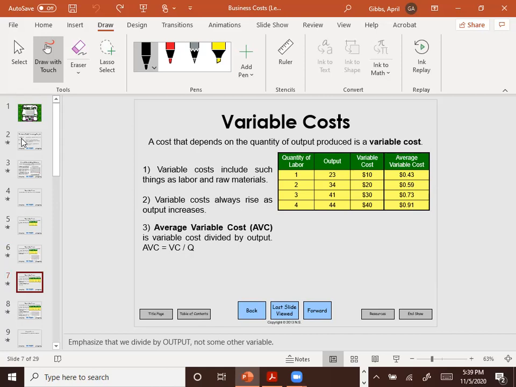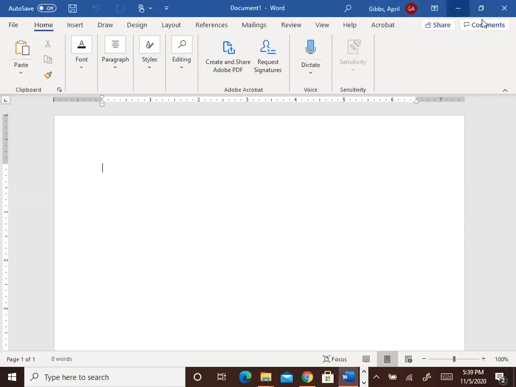So we find our average variable cost by dividing the variable cost by the output. So we have our formula here. We're going to have a couple of formulas, so I have a Word document open, and I'm going to note what my formula is. This is variable cost divided by the quantity.